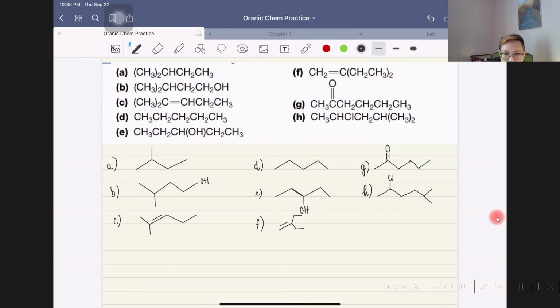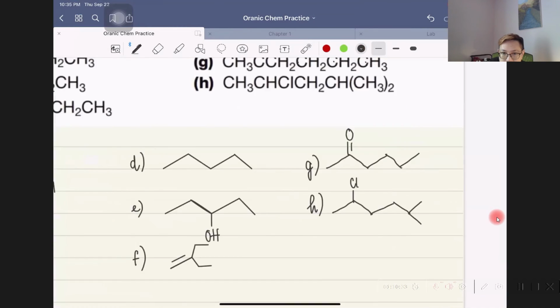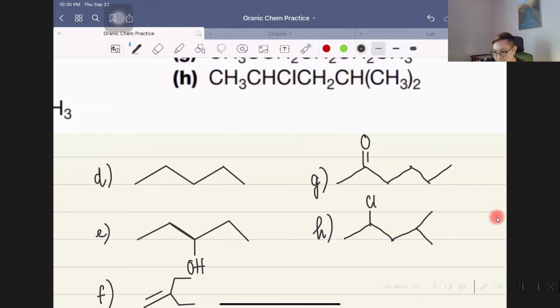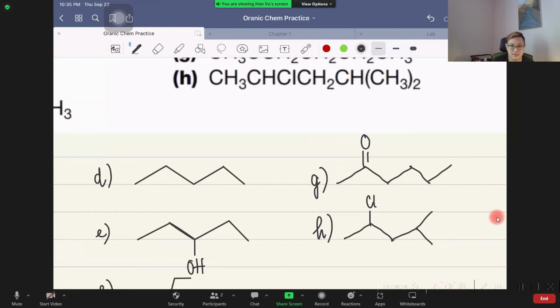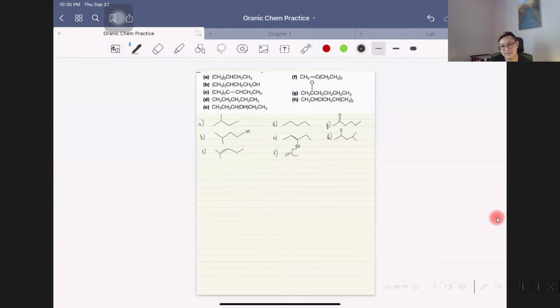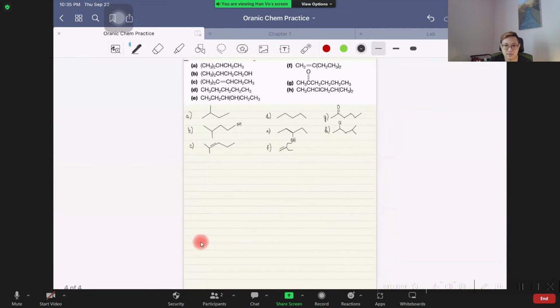Wait, let me check again. 1, 2, 3, 4. 1, 2, 3, 4, 5, 6. You still have one extra carbon. Here, this is correct. So my advice is always recheck 2 or 3 times. With chemistry, you can always make a mistake.